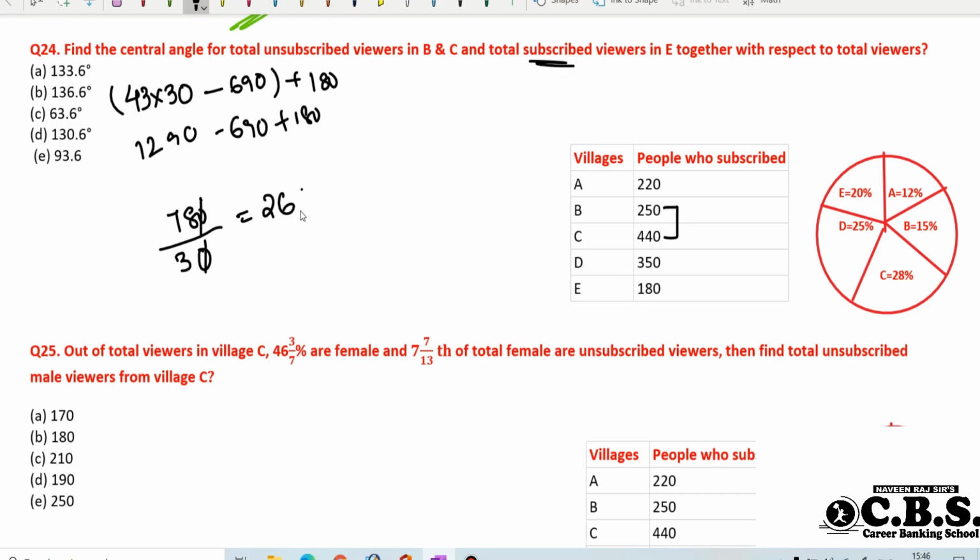Now how much percentage is 26%? I'm going to convert into degrees. So 100 percentage is 360 degrees. 26%, so nothing but what? 25% means 1/4. 1/4 of 360 degrees is how much? 90 degrees.